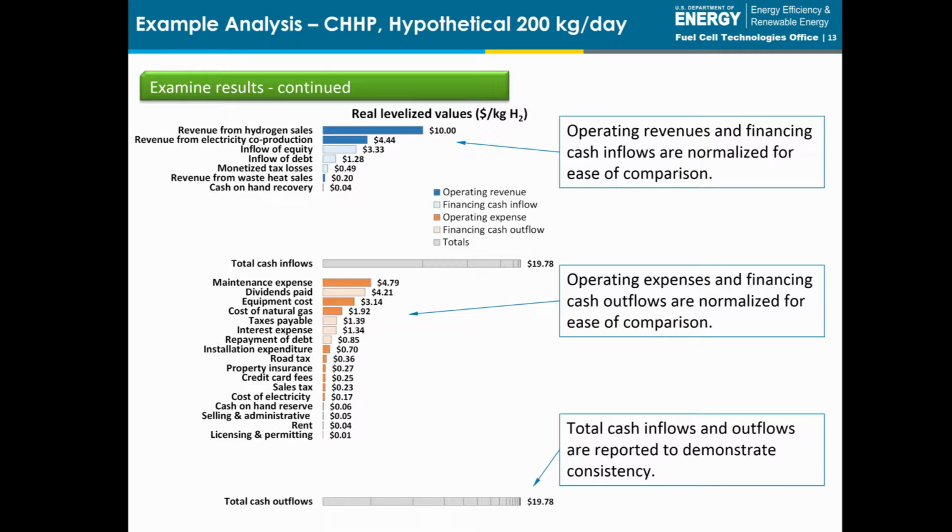The model also reports out instantaneously as you input. You don't need to run the model to get a Pareto of all the cash that goes into the system, as well as all the cash that comes out of the analysis. In dark blue, we have operating revenues, and in light blue, we have financial cash inflows, and they're all normalized per kilogram of hydrogen. Same thing with cash coming out. We have all the operating expenses in dark orange, and in light orange, we have all the financial transactions that are not operating expenses.